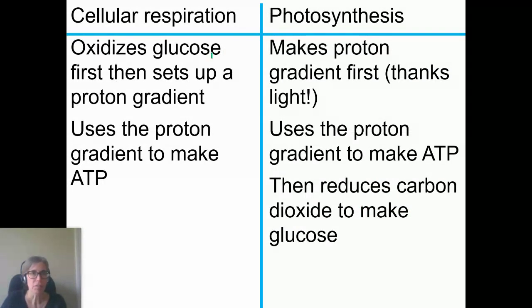So in cellular respiration, you oxidize glucose first and then set up a proton gradient, and then you use the proton gradient to make ATP. All of that happens backwards in photosynthesis. So you make the proton gradient first instead of second, and then you use the proton gradient to make ATP, and then you reduce carbon dioxide to make glucose. So it is all really in the opposite order.